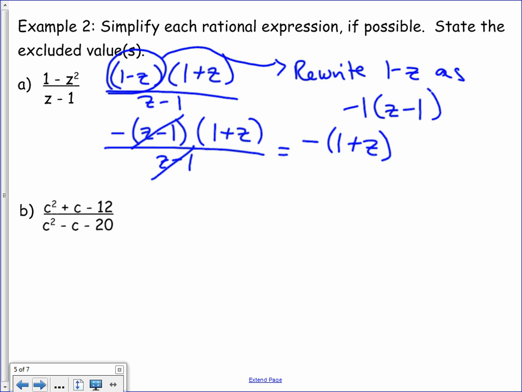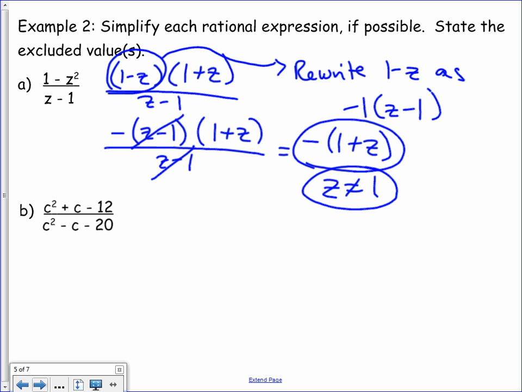So we'd be left with negative 1 times 1 plus z. Now we need to know our excluded value. Going back to the original expression, what value of z can we not have so that it won't be 0 in the denominator? z would have to be 1 in order for it to be 0. So we do not want z to be equal to 1. That's our excluded value.